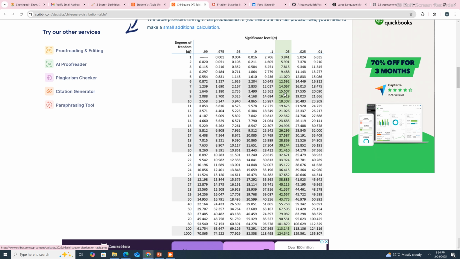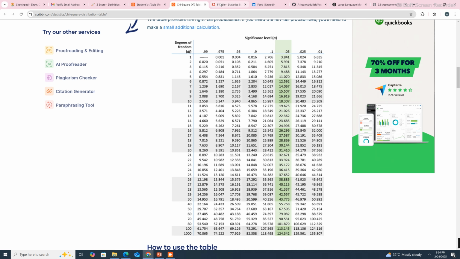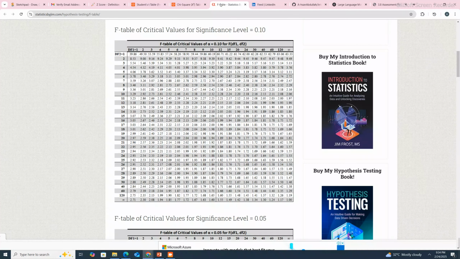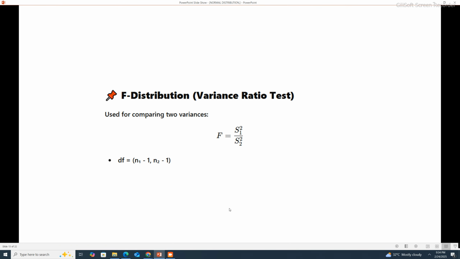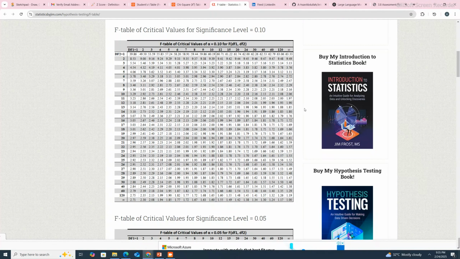So you use your degrees of freedom and the significance level. In this case, the final one, we have the F test. I told you that the F test has 2 degrees of freedom. So look at it now. The first degree of freedom is n1 minus 1 for the first sample, and the second degree of freedom is n2 minus 1 for the second sample. So let's say we have 10 observations for both. That means it will be 9. So this is 9 on the right, 9 on the left. So we're going to be saying 2.44.